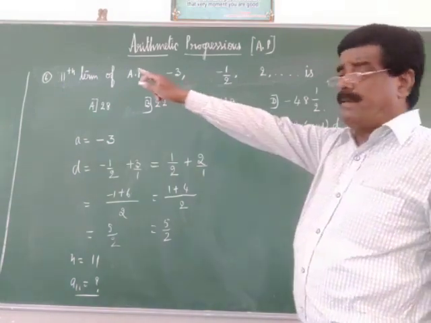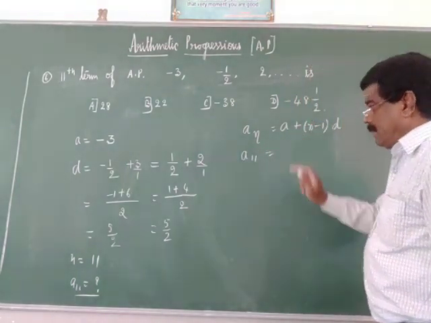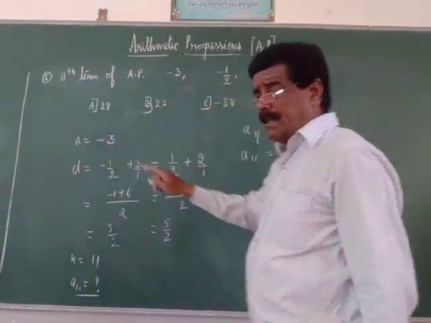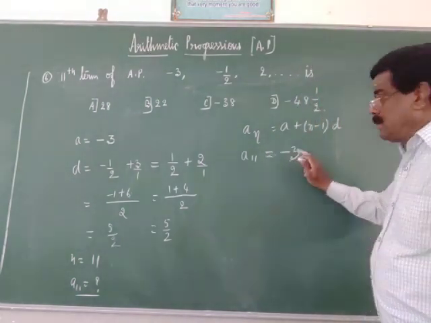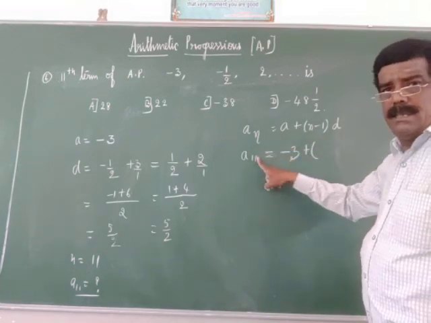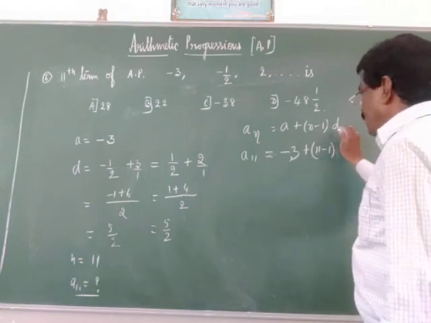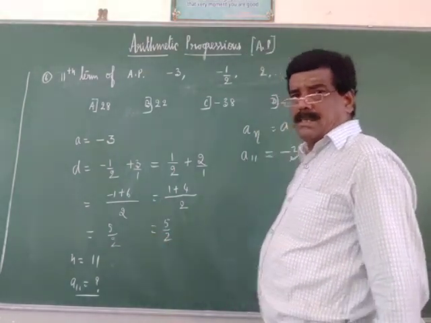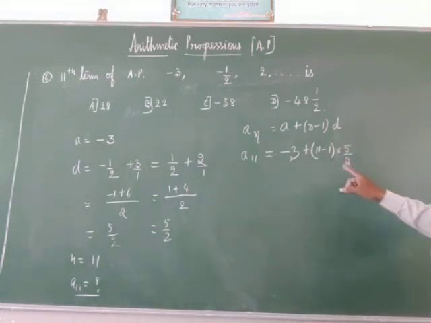The question asked for the 11th term, so a11 is equal to a. A means, children, the first term is minus 3. Please substitute here: a is minus 3, plus bracket n. In the place of n put 11, minus 1, into d. The difference we just found is 5 by 2. So please write into 5 by 2, because into d.